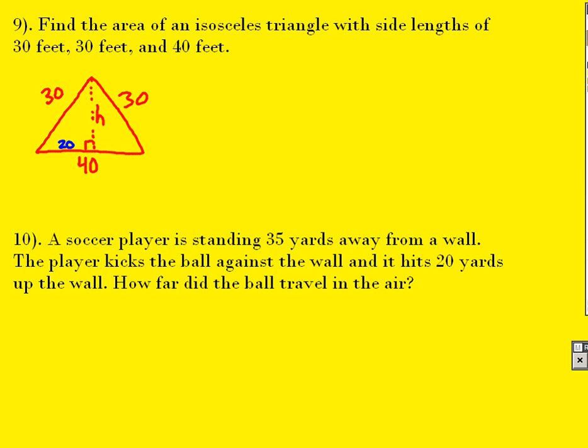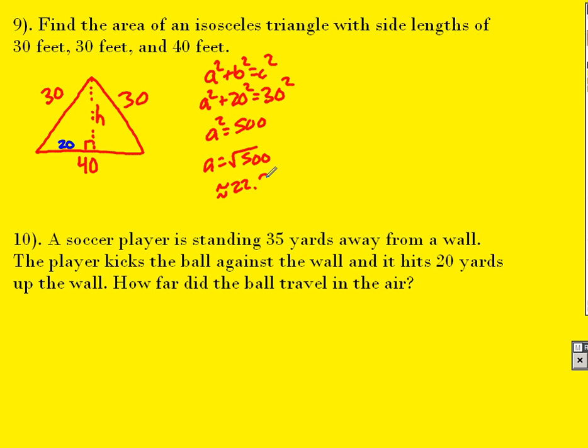So what I'm going to do is say A squared plus B squared equals C squared. I'll call my height A, so A squared plus B squared is 20, and C squared is 30. So that means my height here ends up being A squared equal to 500, which means A equals the square root of 500. That's approximately 22.36 feet. That's what the height is.